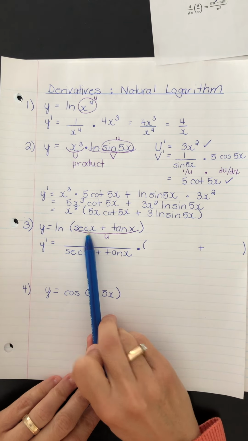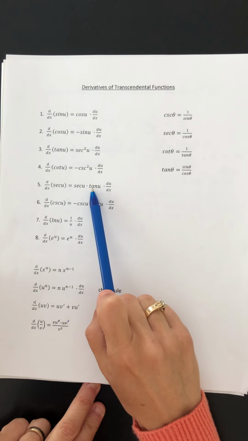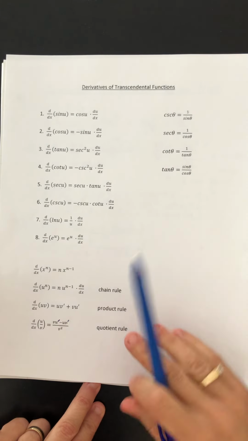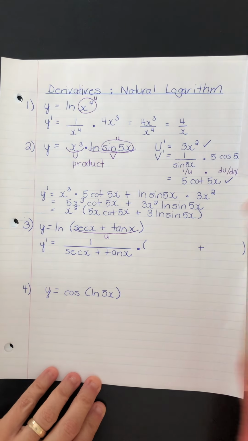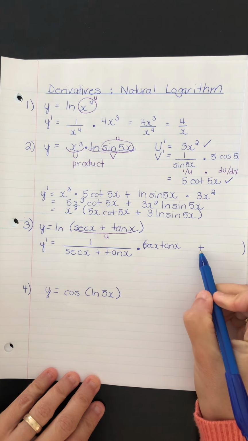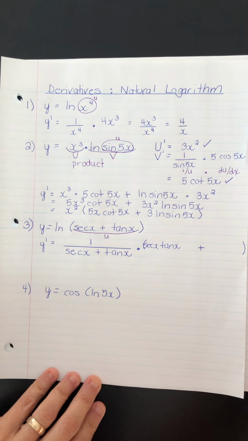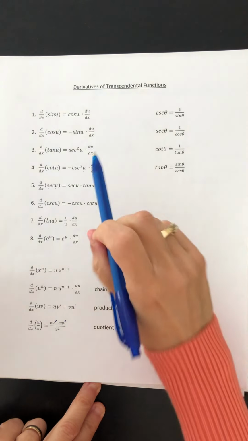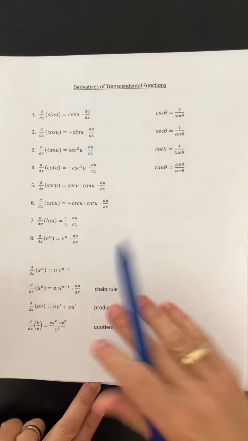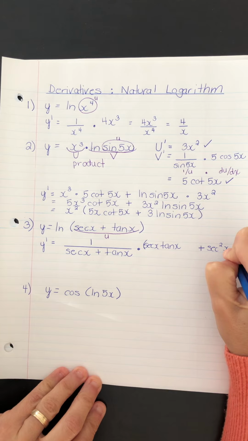Okay, so the derivative of secant x, you can use your sheet, will be secant x tangent x times 1, since the derivative of x is 1. So it's just secant x tangent x. Okay, plus, and now we need the derivative of tangent x to be written here. Use the sheet again. The derivative of tangent x is secant squared x times 1. So just secant squared x.